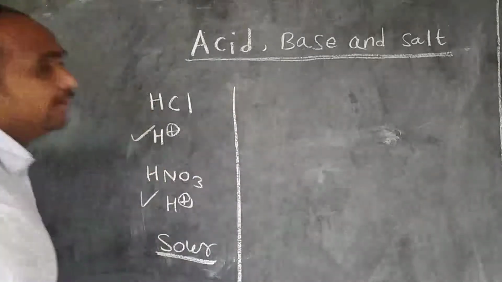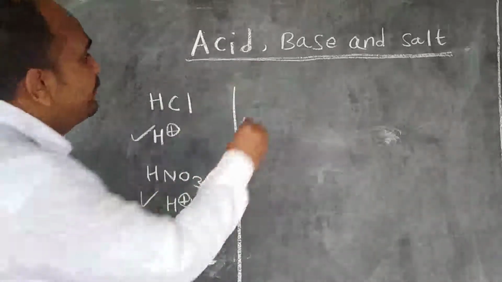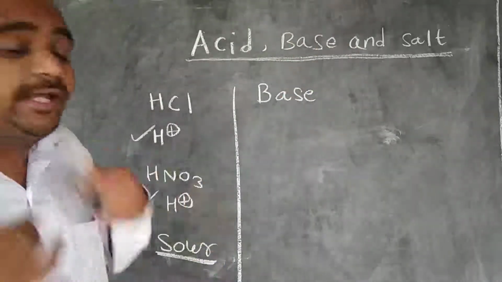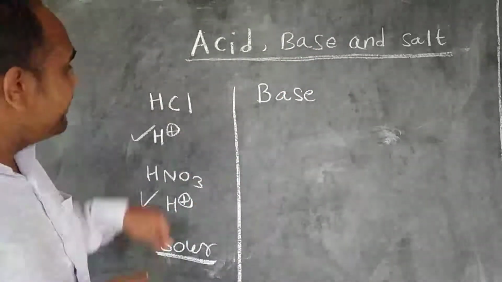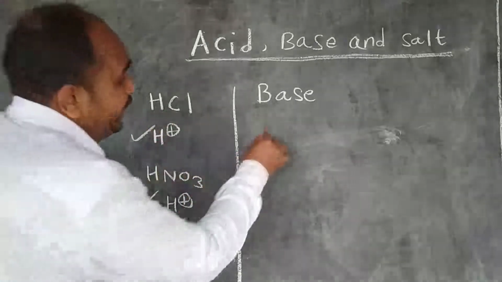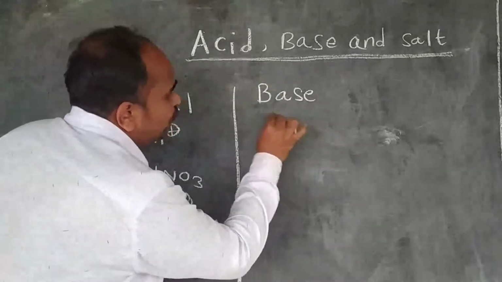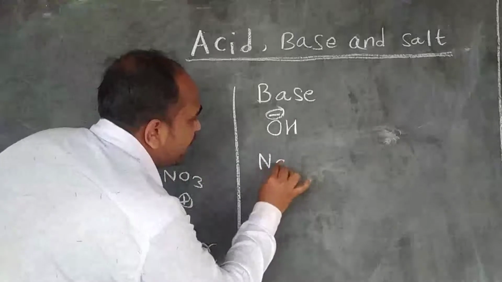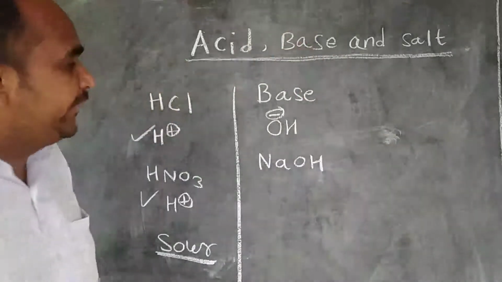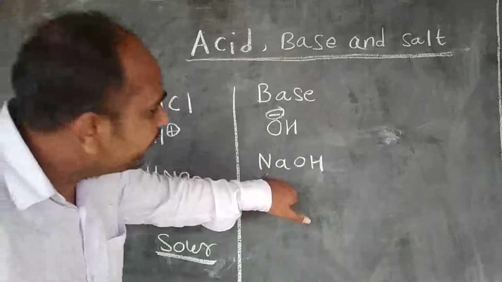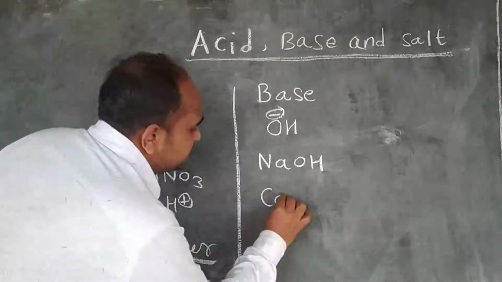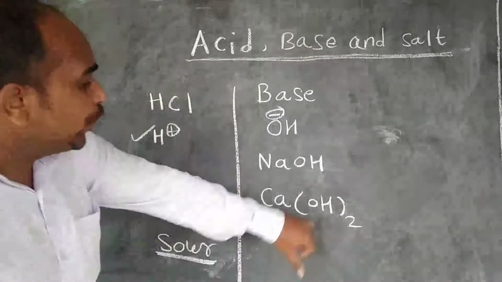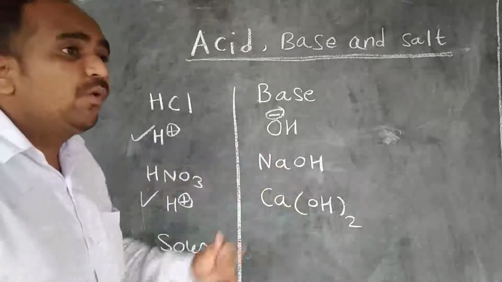Next, let us see the substance called base. Base contains OH minus group. As acid contains H plus, base contains OH minus group. An example of base is sodium hydroxide, and the formula of sodium hydroxide is NaOH. The next example of base is calcium hydroxide, that is Ca(OH)2. So calcium hydroxide contains 2 OH minus ions, and sodium hydroxide contains 1 OH minus ion.